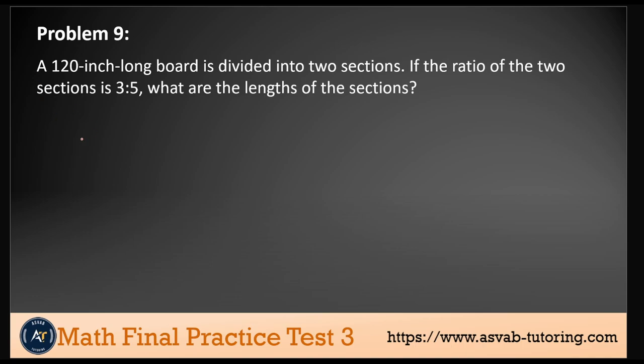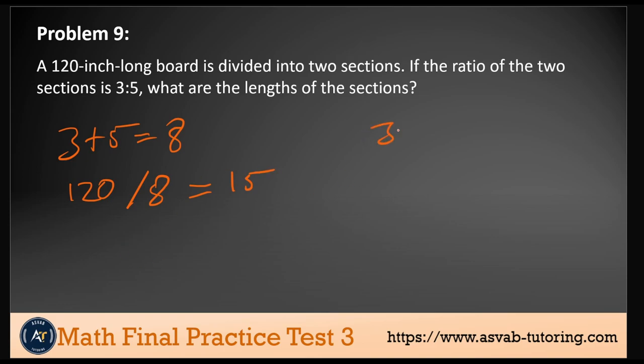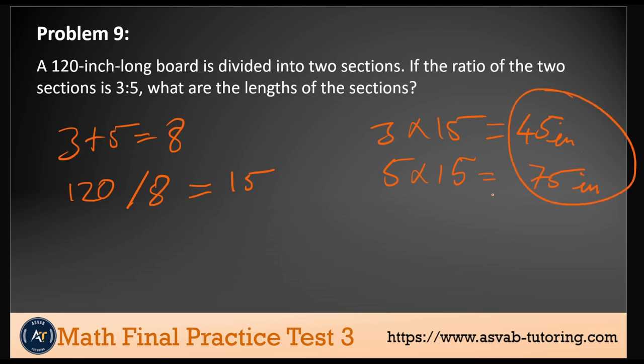Okay, well, we have the addition of ratio, which is 3 plus 5 equals 8. We have the per unit ratio, which is the 120-inch board divided by 8, which equals 15. And then the two sections are 3 times 15, which equals 45 inches, and 5 times 15, which equals 75 inches. And those are our answers.